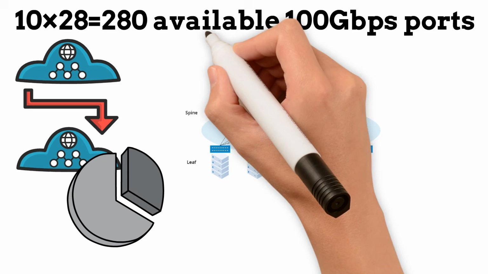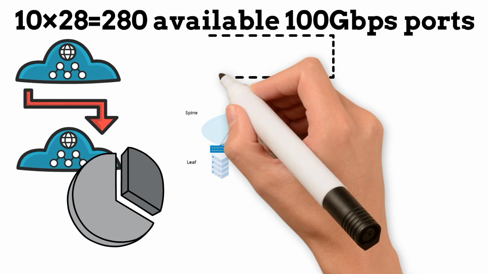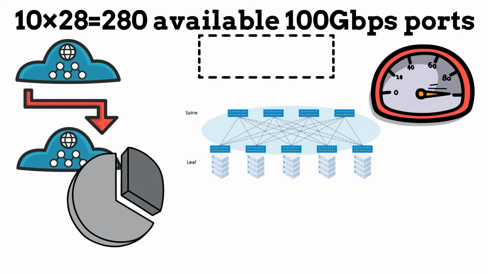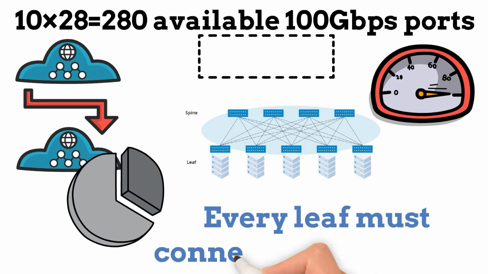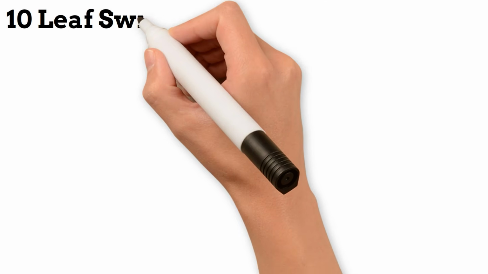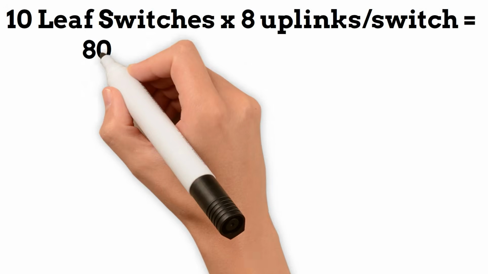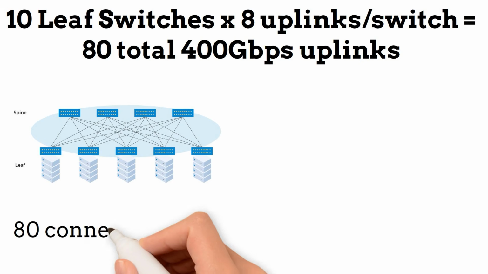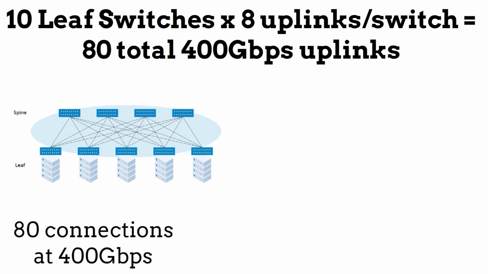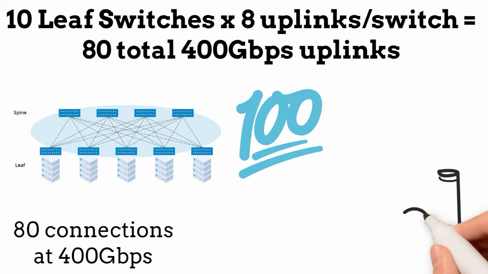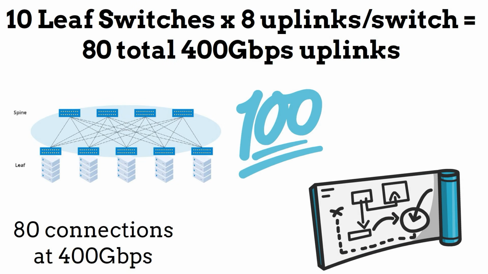Now for the backbone. The spine layer is the superhighway that connects all our leaf switches together at incredible speeds. The rule of a spine leaf design is that every leaf must connect to every spine. Let's calculate the bandwidth we need. We have 10 leaf switches, and each one has 8 uplinks running at 400 Gbps. We need a spine layer that can handle 80 connections at 400 Gbps. For maximum performance and resiliency, the blueprint recommends using 4 spine switches.